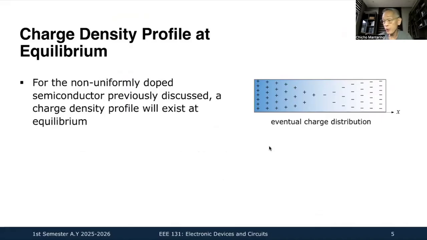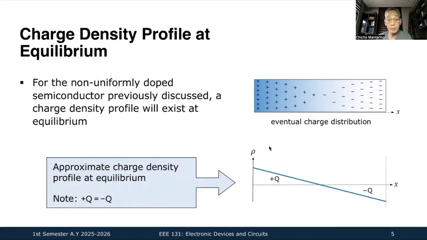Okay, so let's go back to the non-uniformly doped n-type semiconductor. There will eventually be a charge distribution. Let's assume that charge distribution will be linear. It may not be linear, but let's assume it's approximately linear, where the left side is net positively charged and the right side is net negatively charged.